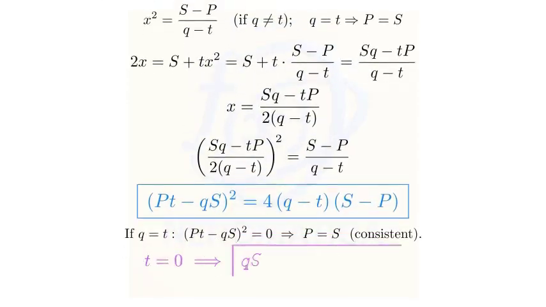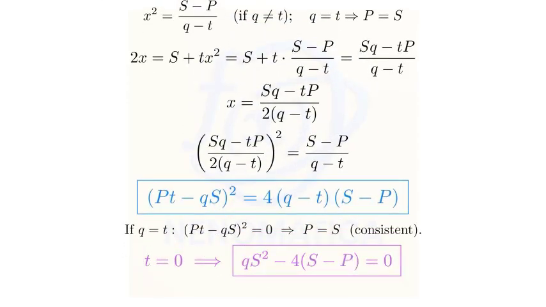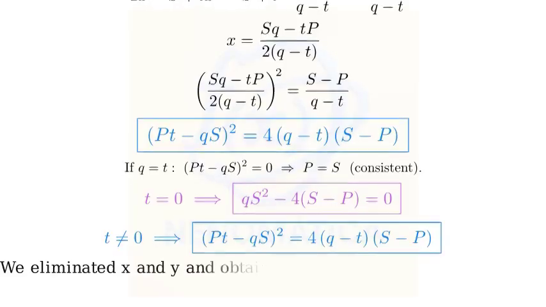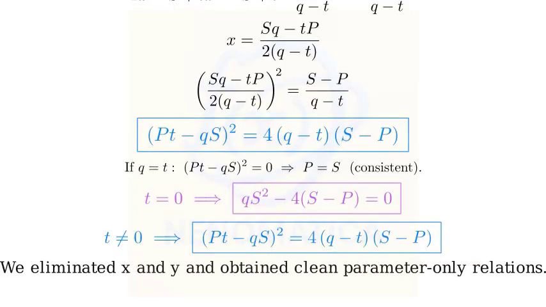Summary. If t equals 0, then qs squared minus 4 times (s minus p) equals 0. If t is not 0, the parameter relation for symmetric solutions x equals y is (tp minus qs) squared equals 4 times (q minus t) times (s minus p). These identities eliminate x and y and tie the parameters together.